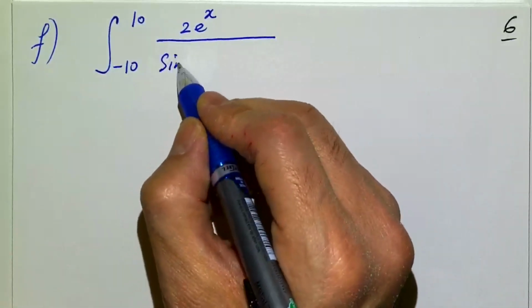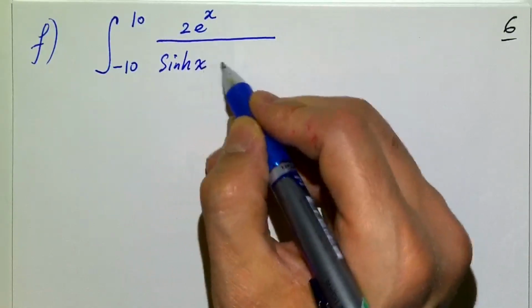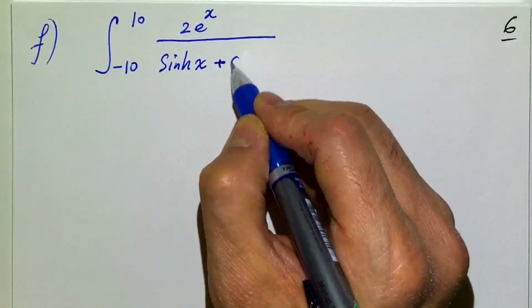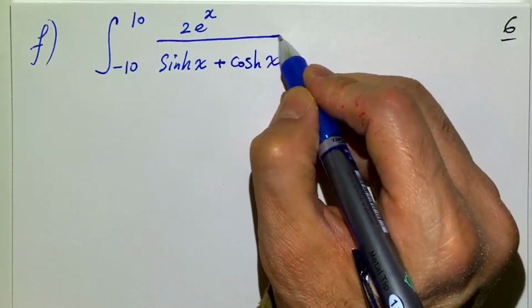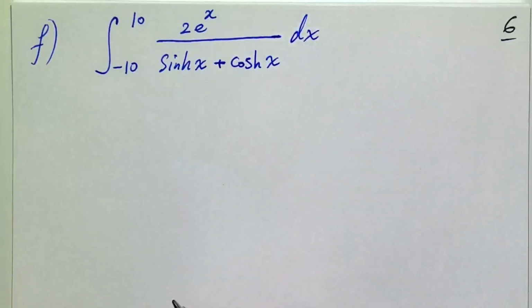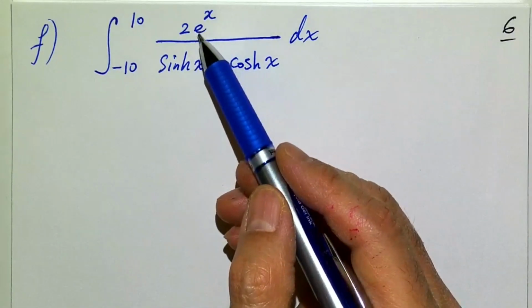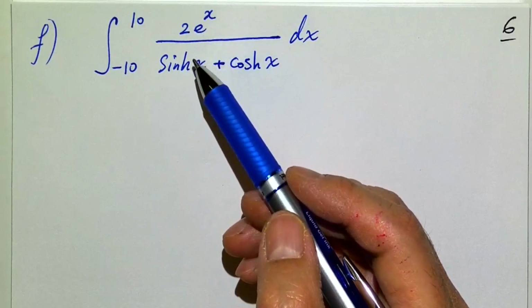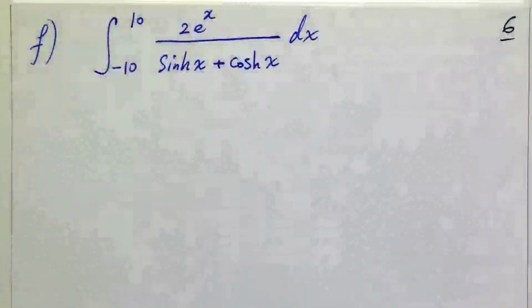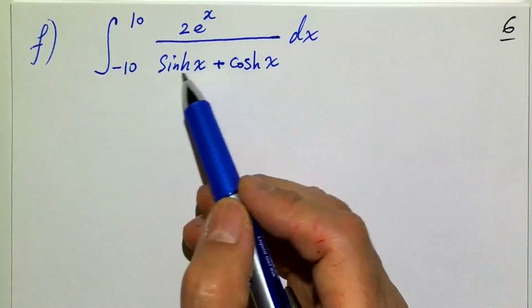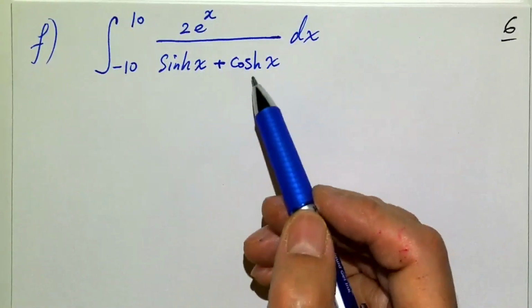divided by the hyperbolic sine plus hyperbolic cosine of x dx. Okay, this is really interesting because here we have a natural exponential function which, as we mentioned earlier, has a derivative that is itself, the easiest integral we can have. But then in the denominator we have the hyperbolic sine and hyperbolic cosine.